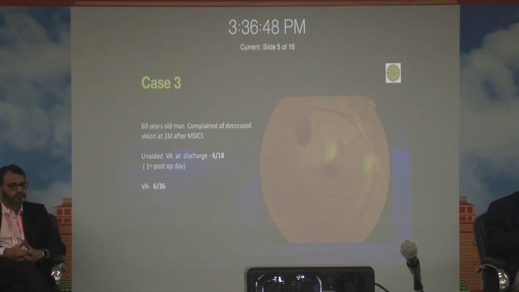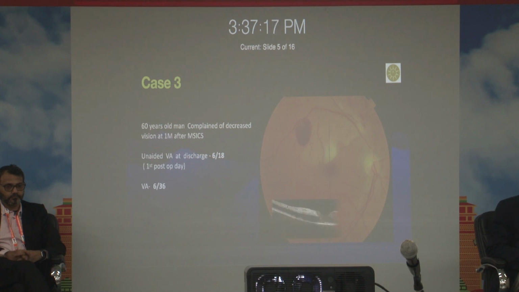So this is my third case, a 60-year-old male who complained of decreased vision following one month of cataract surgery. His unaided vision at the time of discharge was 6/18. When he presented to us after one month, he had this fundus picture of localized retinal whitening with hemorrhage in the superior quadrant. You can also see the upper half of the disc is pale, along with sclerosed arteries.